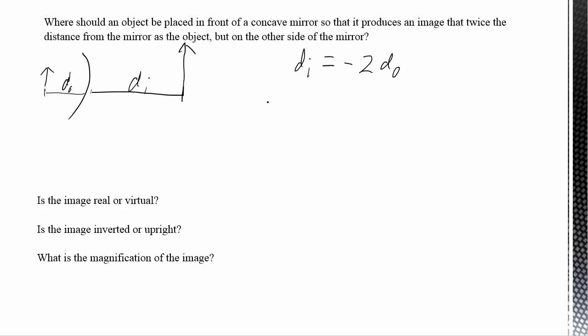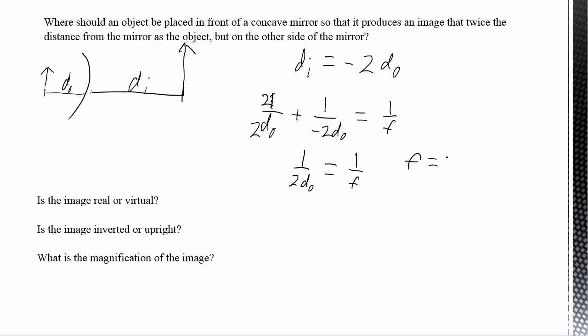If we plug that into the mirror equation, we're going to have 1 over do plus 1 over di, which is negative 2 do, equals 1 over the focal length. So we can combine these. If we multiply top and bottom by 2, we're going to have 2 over 2 do minus 1 over 2 do, so that's going to leave us with 1 over 2 do equals 1 over the focal length. We invert both of those and we get focal length is 2 do, but really we want to know where to place the object. That's what it was asked, where should an object be placed. So we're trying to find the object location or the object distance.